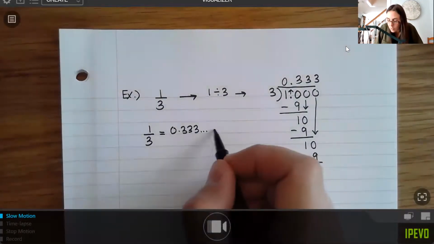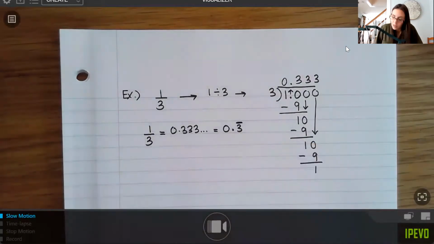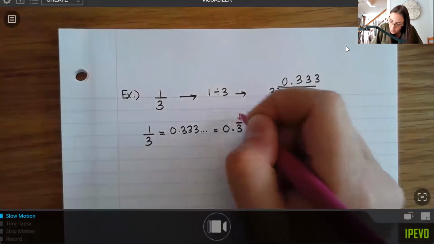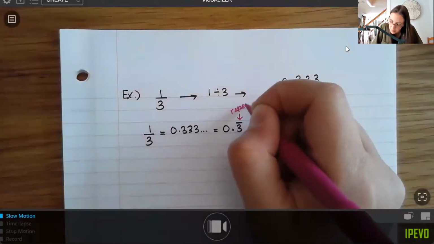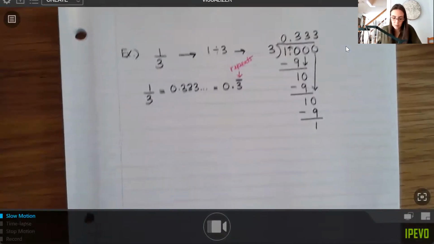And the other way we do it is we also can write it like this and put a little bar on top. So whatever the bar is over, it means that it repeats. So this is saying that that 3 is going to repeat forever and never end. So sometimes we do get repeating decimals.